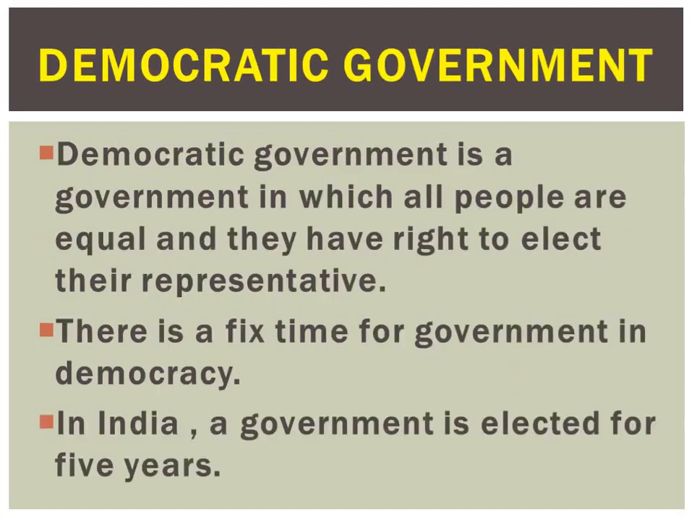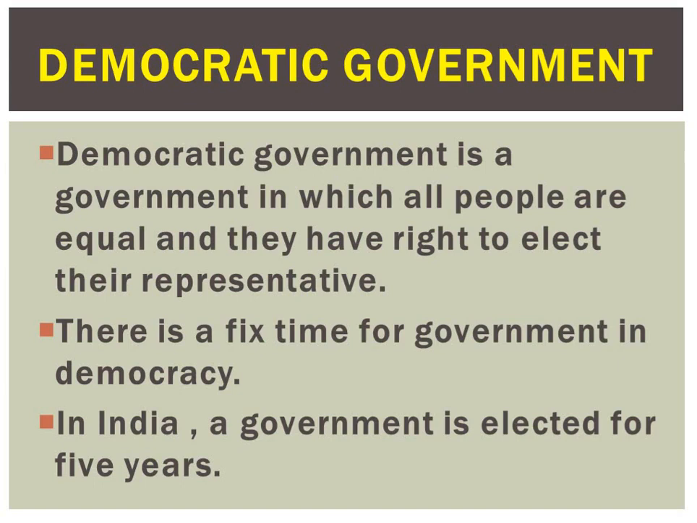Democratic government. Democratic government is a government in which all people are equal in front of law and they have the right to elect their representative. In a democratic government, all the people have the right to vote in elections and they can elect their representative. There is a fixed time for government in democracy. The time is fixed. It is not that the government that is elected once is the permanent one. No. There is a fixed time for the government in democracy.